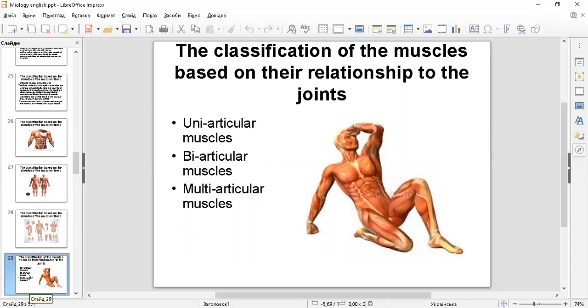The classification of the muscles based on their relationship to the joints: uniarticular muscles, biarticular muscles, and multiarticular muscles.